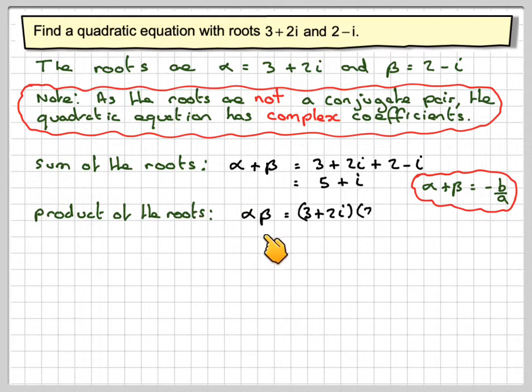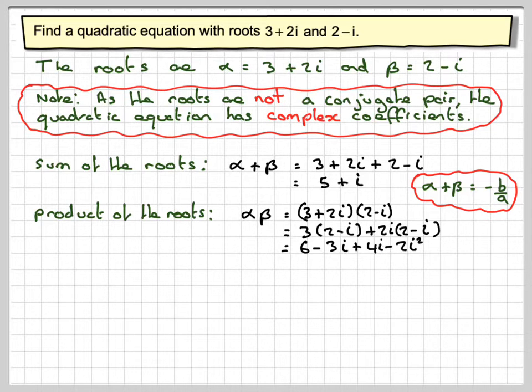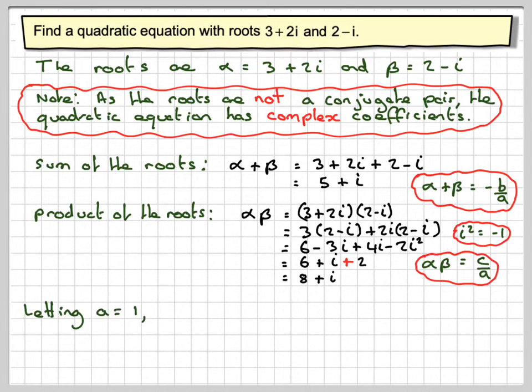The product of the roots, alpha times beta, will be 3 plus 2i times 2 minus i. 3 times 2 is 6, minus 3i plus 4i, minus 2i squared. So that gives me 6 plus i, and then minus 2i squared. Well, i squared is minus 1, so minus 1 times minus 2 gives me plus 2. That gives me 8 plus i.